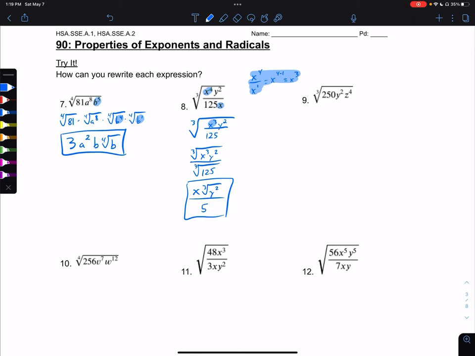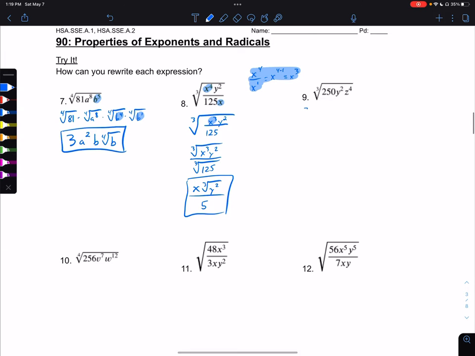Okay, so number 9, the cube root of 250 y squared, z to the 4th. 250 is not a perfect cube, but 250 is divisible by 125. So we're going to split that up. Y squared is already less than the index, so we leave that alone. Z to the 4th is not less than the index, so we're going to break that up into the cube root of z cubed and z to the 1st.